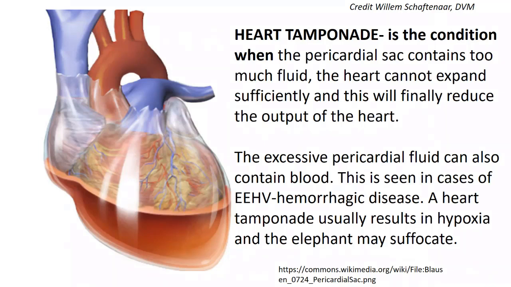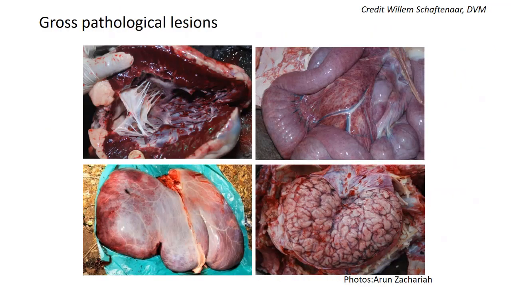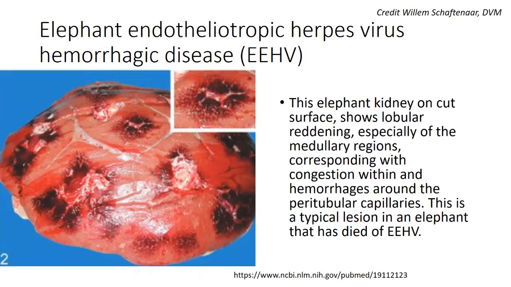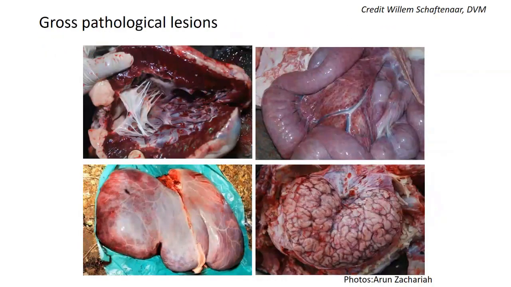So this is the typical clinical sign that you can see with an elephant that died from EHV. In gross, the heart muscles show gross congestion, and congestion in the intestine, in the liver, and also in the brain.